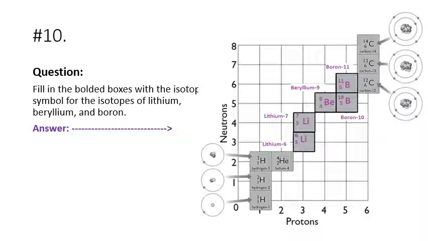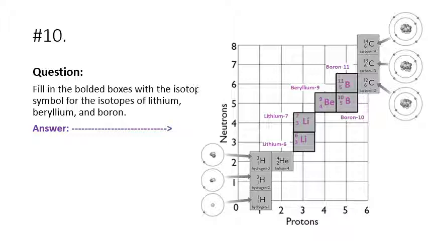What I want you to notice is that things in the same column, like lithium, have the same number of protons, same atomic number. Lithium has 3 protons. Doesn't matter which isotope we're talking about. But because the neutrons are different, we know the masses are different. The protons plus the neutrons will equal the mass. 3 protons, 3 neutrons gives us lithium 6. 3 protons, 4 neutrons gives us lithium 7.